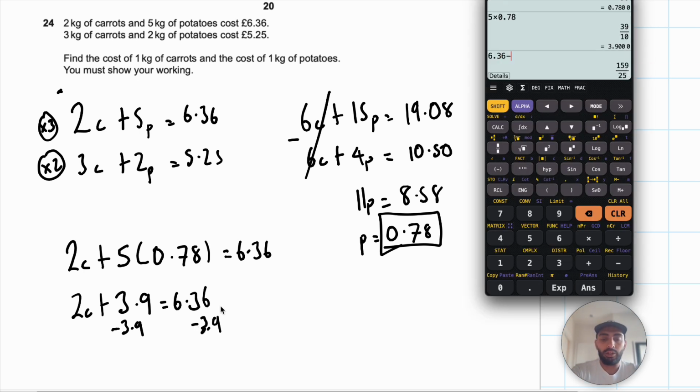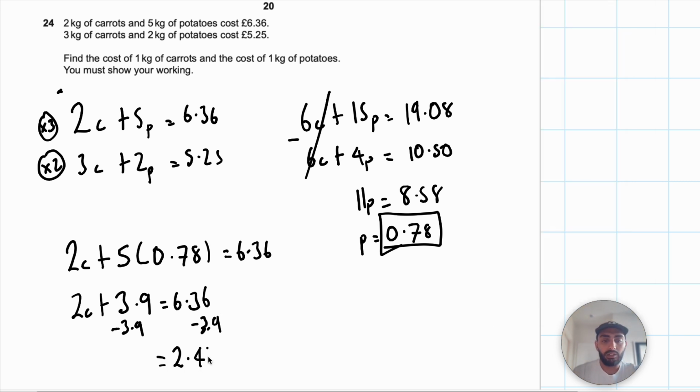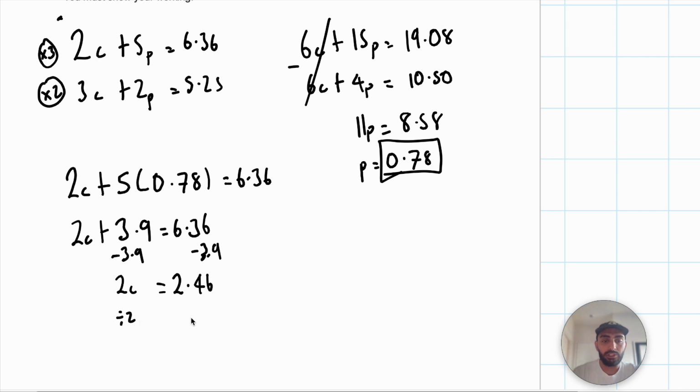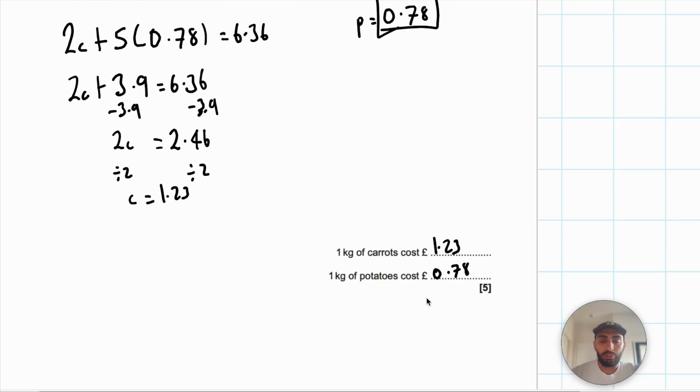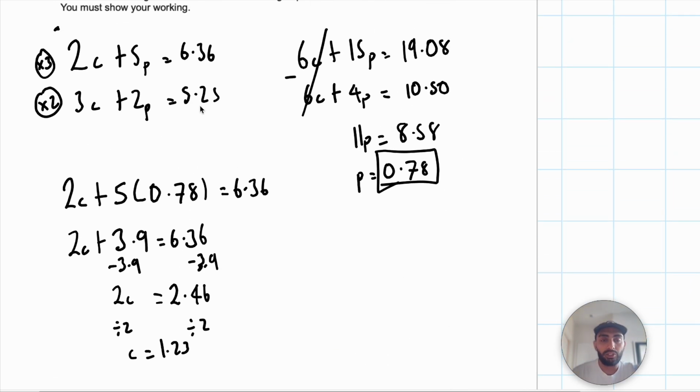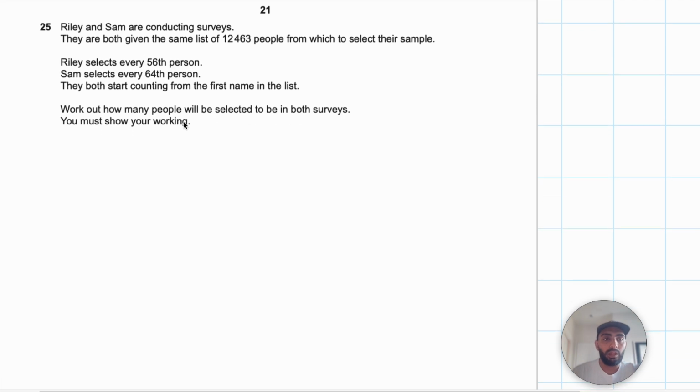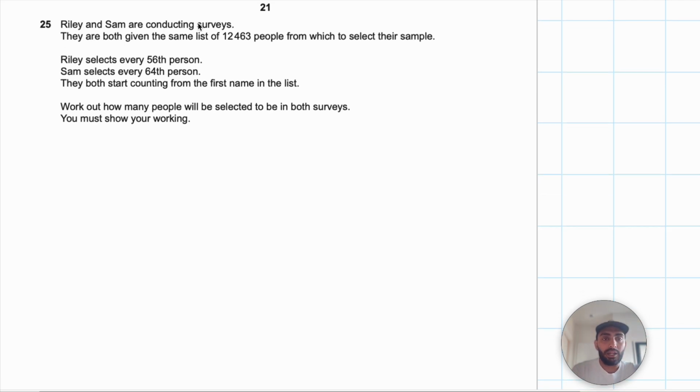6.36, take away 3.9, which gives us £2.46. This 2.46 is equal to 2C. Just need to divide both sides by 2. So C is equal to £1.23. The carrots are £1.23 and the potatoes are £0.78p. If you want to check this, you can substitute both of these into the second one and it should give you £5.25.